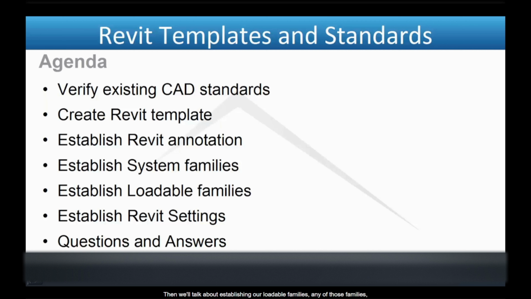Then we'll talk about establishing our loadable families. Any of those families, especially manufacturer families. If you're coming from an MEP background, you'll be doing this a lot, and less so, but still from a structural and architectural perspective, you'll want to be conscious of how to get those loadable families into your Revit project or into your Revit template, so that way it's good for all your users moving forward. And then we'll also want to finally establish our Revit settings. Key settings that have to do with the project, so that way they match as closely as possible what we're trying to do in CAD currently. So again, we present as seamless a transition to our clients as possible when we hand them our deliverables.